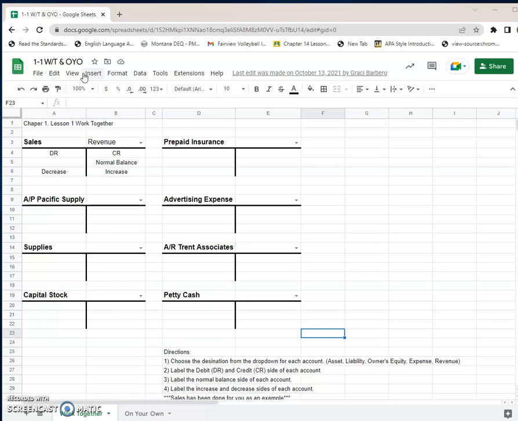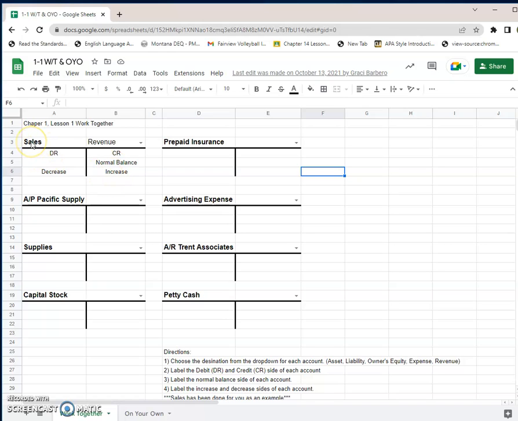For each account, complete the following. Prepare a T account. Enter the title of account. I've already done that for you. And then we need to identify whether it's an asset, liability, owner equity, revenue, or an expense. We get that in a drop-down menu. Okay, and then we'll label it as a debit and a credit on each side. And we'll label them the normal balance and the increase and decrease.